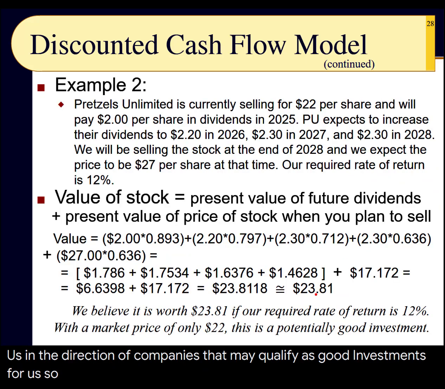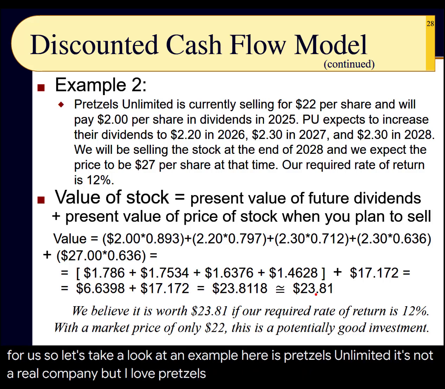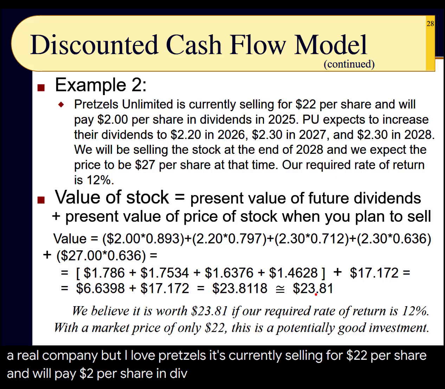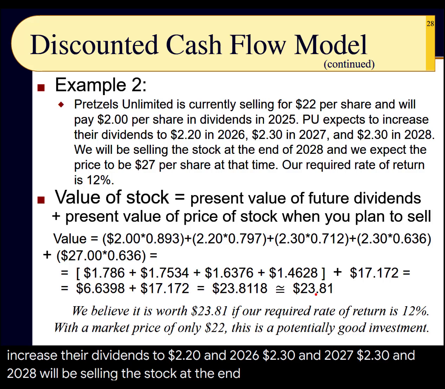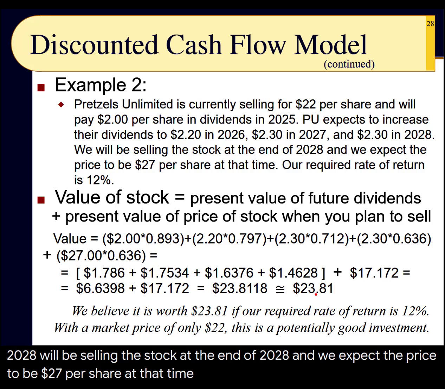So let's take a look at an example. Here is Pretzels Unlimited. It's not a real company, but I love pretzels. It's currently selling for $22 per share and will pay $2 per share in dividends in 2025. PU expects to increase their dividends to $2.20 in 2026, $2.30 in 2027, $2.30 in 2028. We'll be selling the stock at the end of 2028, and we expect the price to be $27 per share at that time. Our required rate of return is 12%.